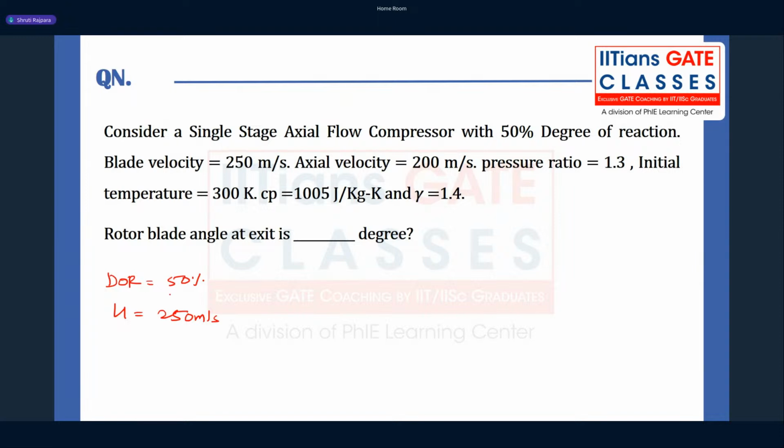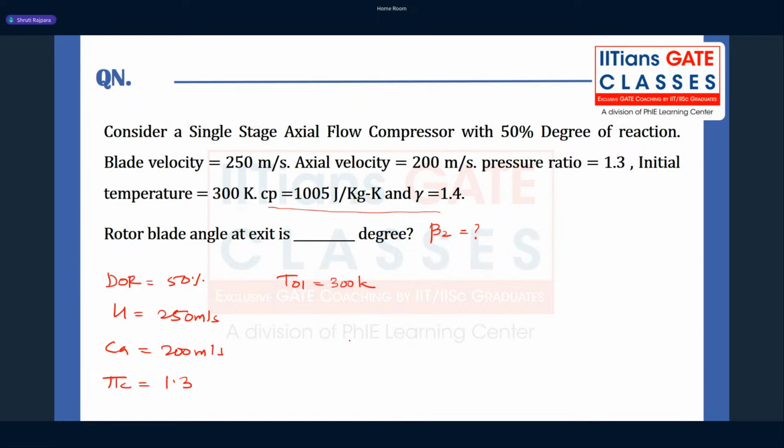So the degree of reaction is given as 50%, blade speed is given as 250 meters per second, axial velocity CA is given as 200 meters per second. The pressure ratio across the compressor, which can be denoted as pi C, is given as 1.3. Initial temperature T01 is given as 300 Kelvin, and these are common data for air. So we have to find out the rotor blade angle at exit, that is beta 2.